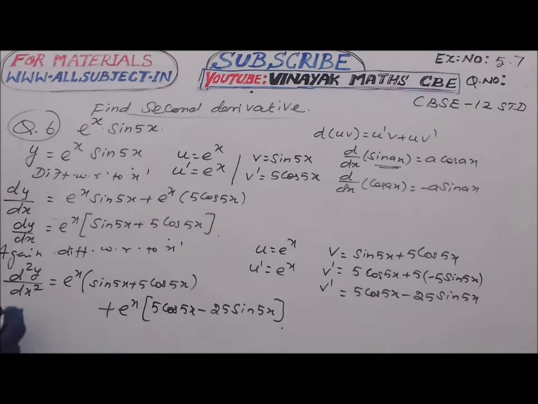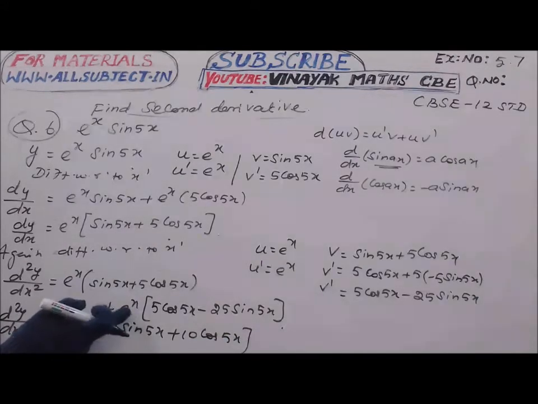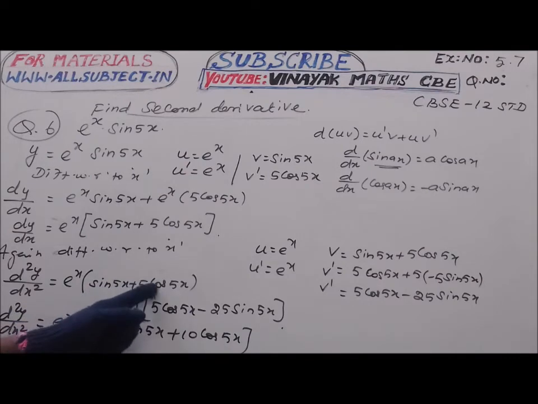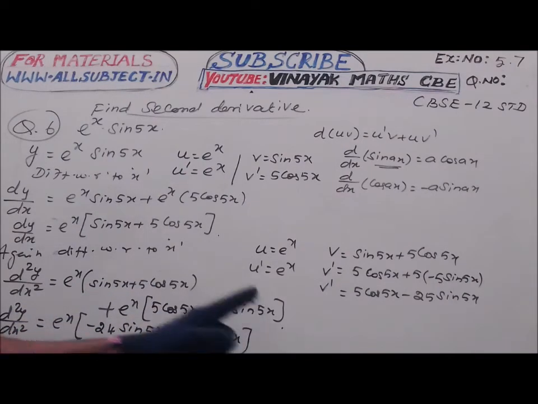We can get d square y by dx square equal to, taking e power x as common, sin 5x and minus 25 sin 5x. Totally minus 25 plus 1 is minus 24 sin 5x, and then adding these two, 5 cos 5x plus 5 cos 5x is 10 cos 5x. Look at here, when we take e power x as common, the remaining are sin 5x, 5 cos 5x, 5 cos 5x, minus 25 sin 5x.